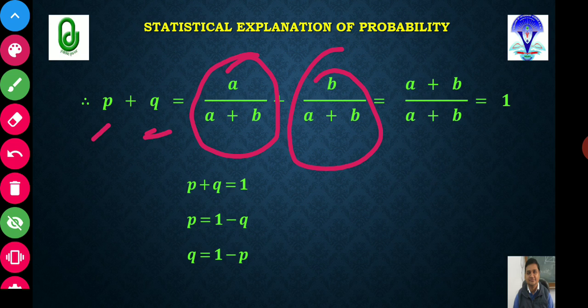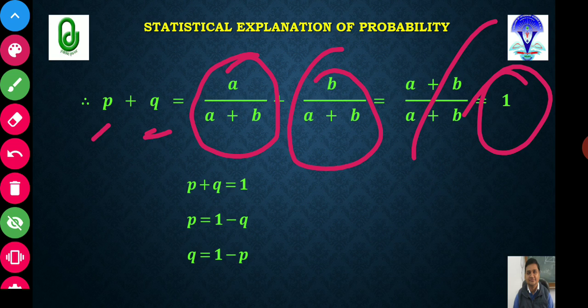So P plus Q should be 1. If we are adding P plus Q, the probability of happening of a particular event and the probability of non-happening of that event will always come to 1. Here you can see A divided by A plus B, plus B divided by A plus B. If you solve it, you will get A plus B divided by A plus B, which means the probability of happening of an event and non-happening of the event will combinedly come to 1.